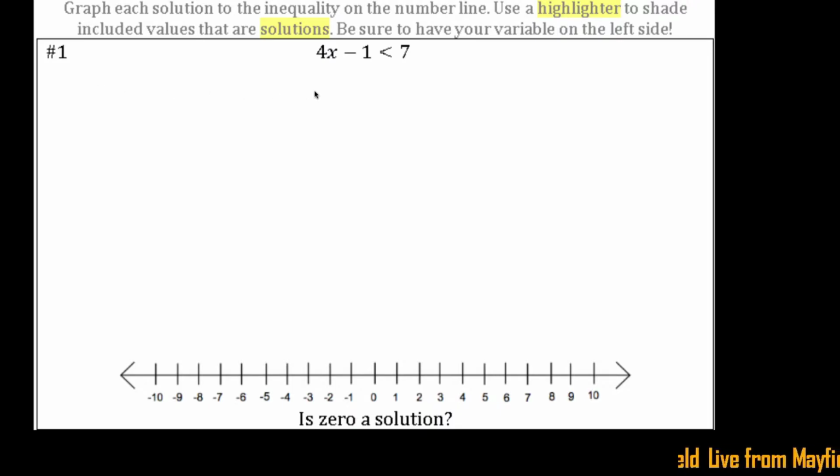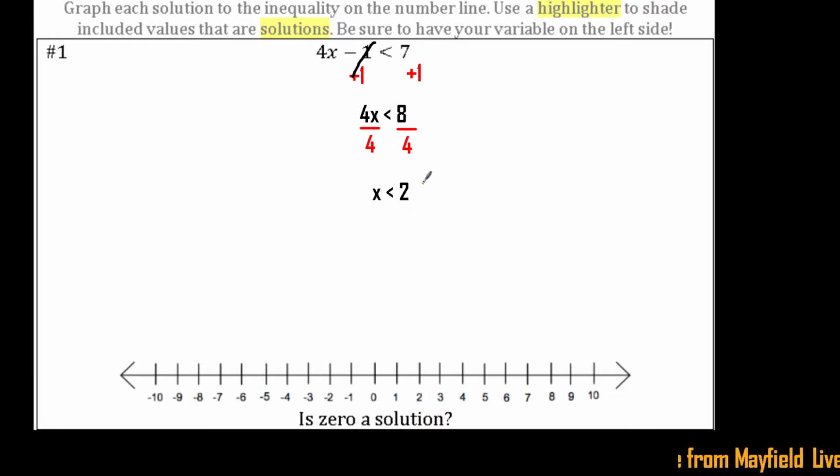All right, so first, number 1, it says 4x minus 1 is less than 7. So again, you want to always do the opposite, and so we're going to add 1 to both sides. The 1s cancel out on the left. Let me draw that out. On the right, what are we left with? We're left with 8 as the 4x comes down. And so we have 4x is less than 8. Always divide by the coefficient, and so we divide both sides by 4. And we are left with x is less than 2.